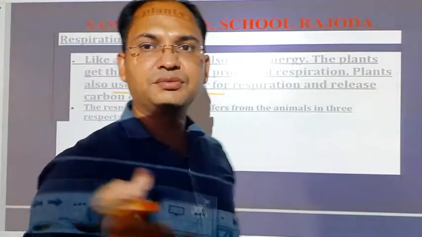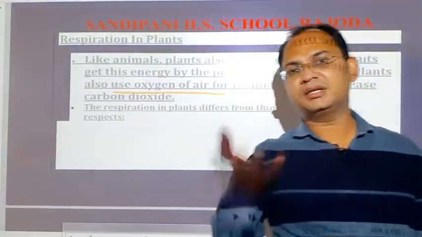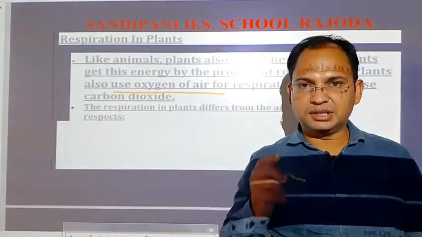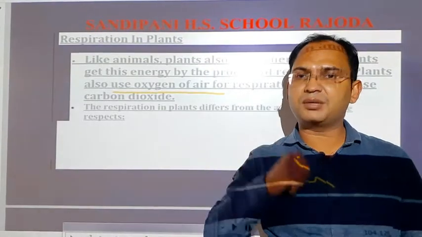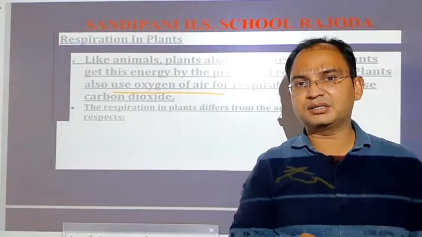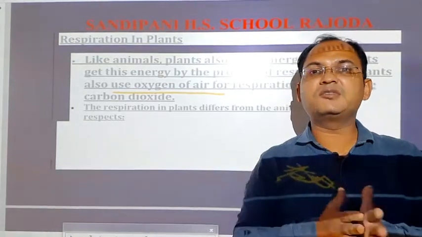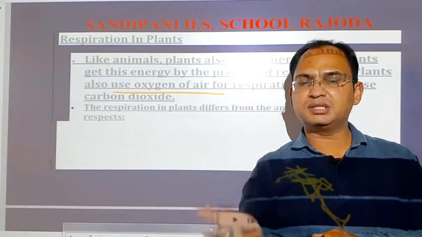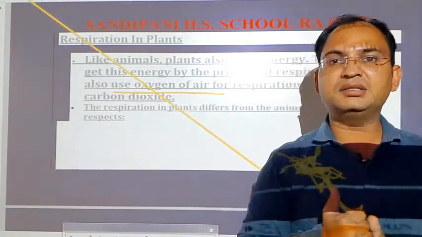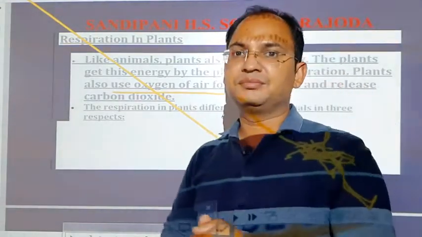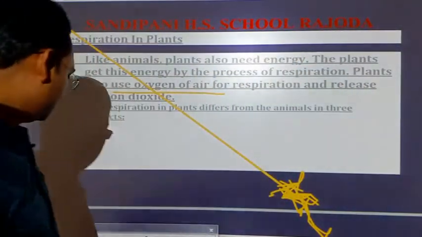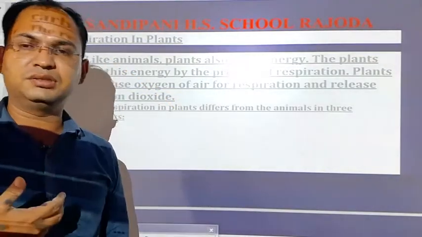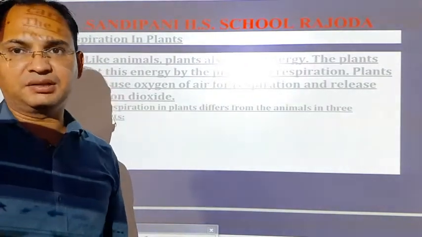In the lower classes students, you have studied that plants take in carbon dioxide and give out oxygen, but this taking in of carbon dioxide and giving out of oxygen only takes place during the process of photosynthesis. Only in photosynthesis is oxygen released and carbon dioxide taken in, but in respiration the reverse of this process takes place. The plant also takes in oxygen and gives out carbon dioxide.